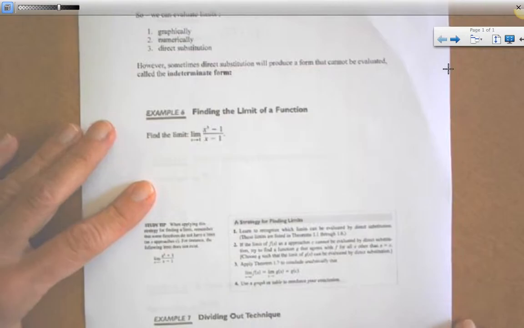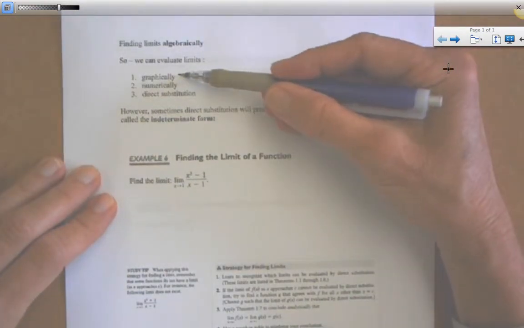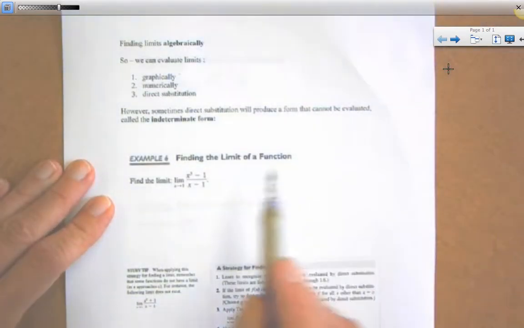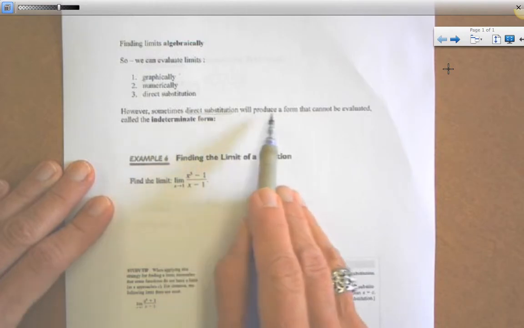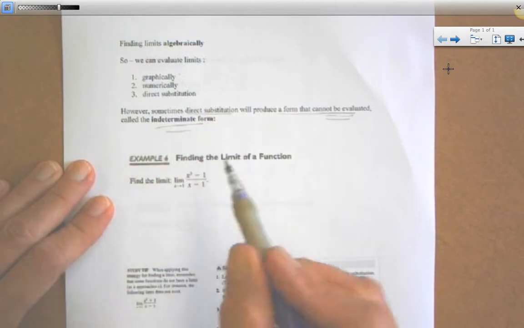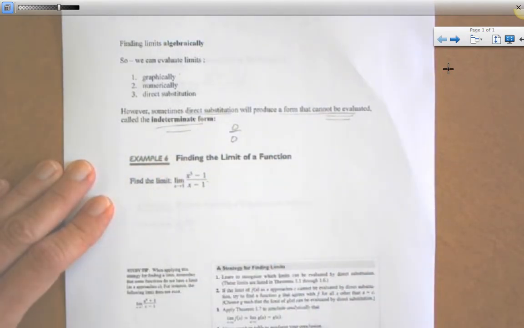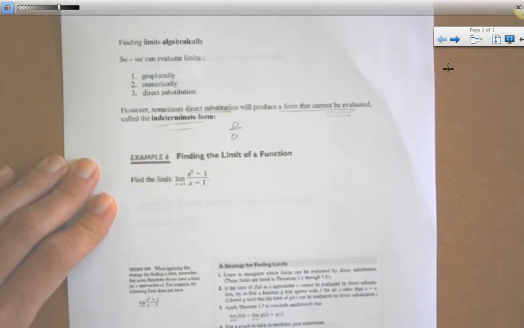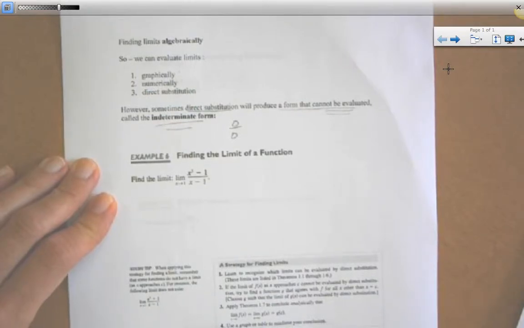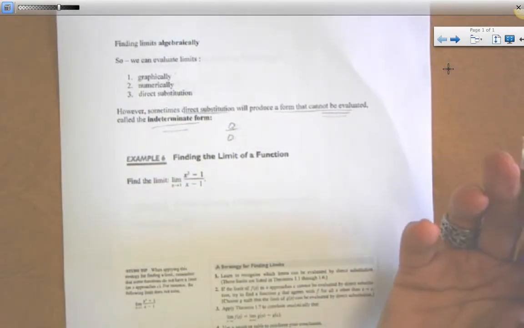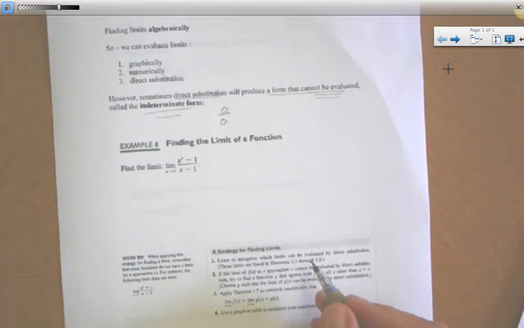So let's look at finding limits algebraically. Remember, we've used graphically, numerically, and direct substitution. Let's do a little bit of algebra. Sometimes when you use direct substitution, it produces a form that cannot be evaluated. This is called the indeterminate form. If you receive a 0 over 0, that is known as the indeterminate form, or a 0 in the denominator. So therefore, when we get this indeterminate form, we can't use direct substitution. We have to find another method.